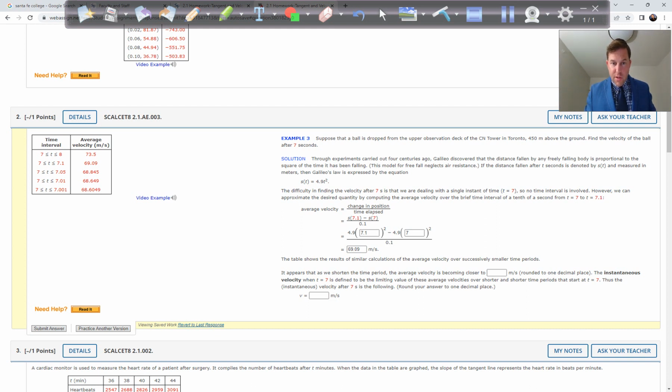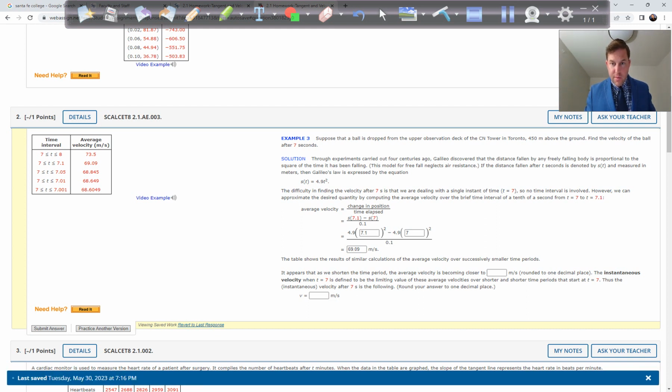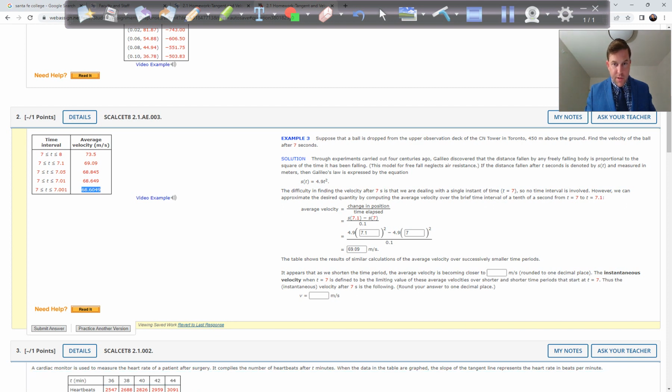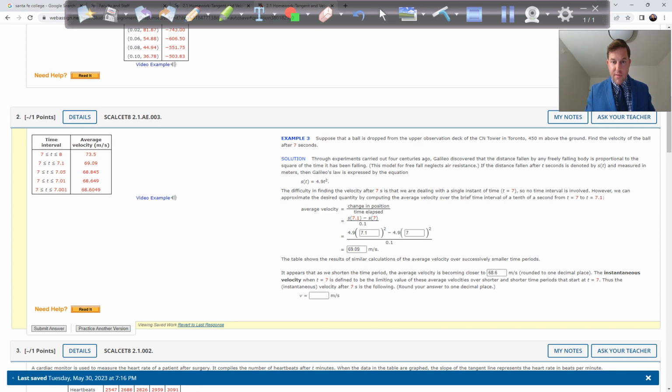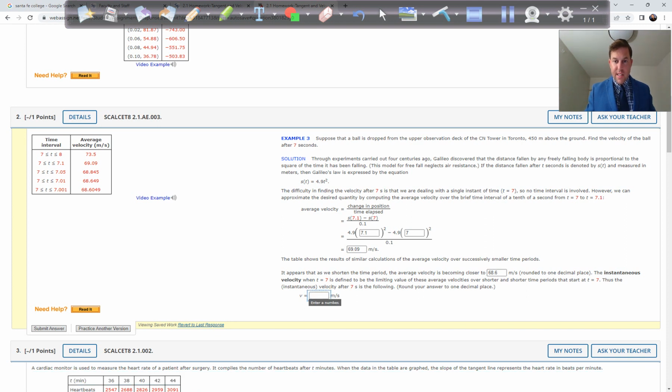Okay, so it says, it appears that as we shorten the time period, the average velocity is becoming closer to, rounded to 1 decimal place, we would call it 68.6, 68.6 meters per second. The instantaneous velocity when t equals 7 is defined to be the limiting value of these average velocities over shorter and shorter time periods that start at time equals 7. Thus, the instantaneous velocity after 7 seconds is the following. Round your answer to 1 decimal place. It's the exact same thing. So it should be 68.6. So basically, as we shrink that more and more, it's getting closer and closer to 68.6.